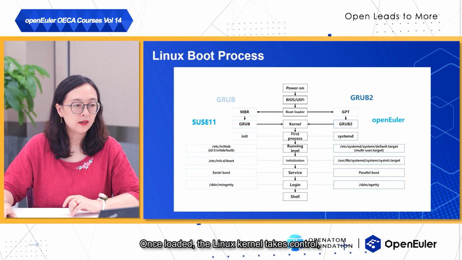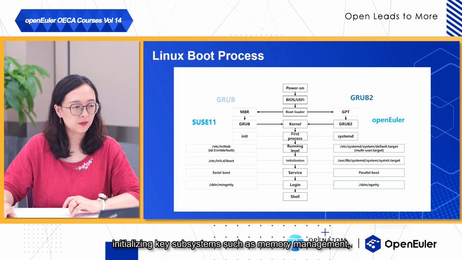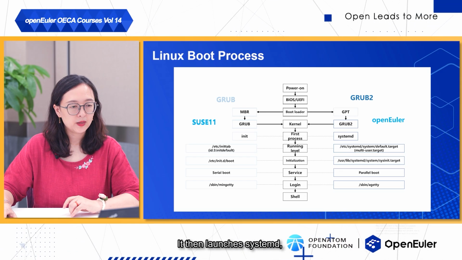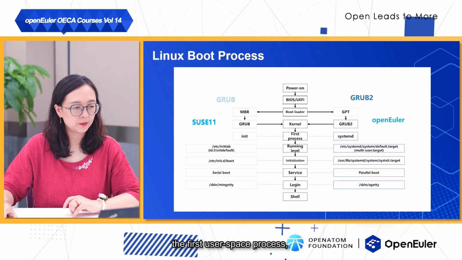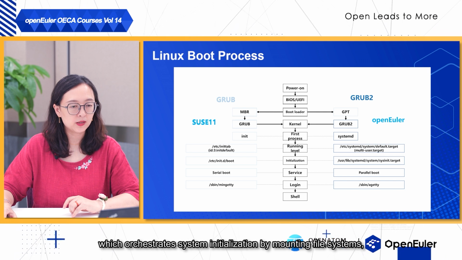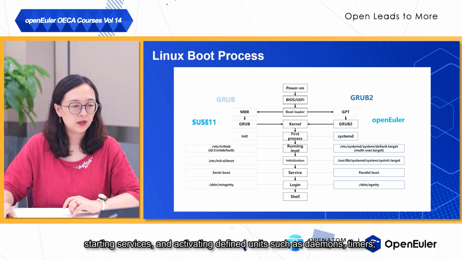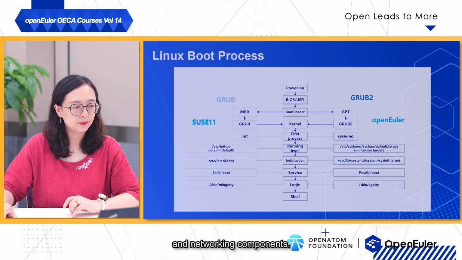Once loaded, the Linux kernel takes control, initializing key subsystems such as memory management, device drivers, and file systems. It then launches systemd, the first user space process, which orchestrates system initialization by mounting file systems, starting services, and activating defined units such as daemons, timers, and networking components.